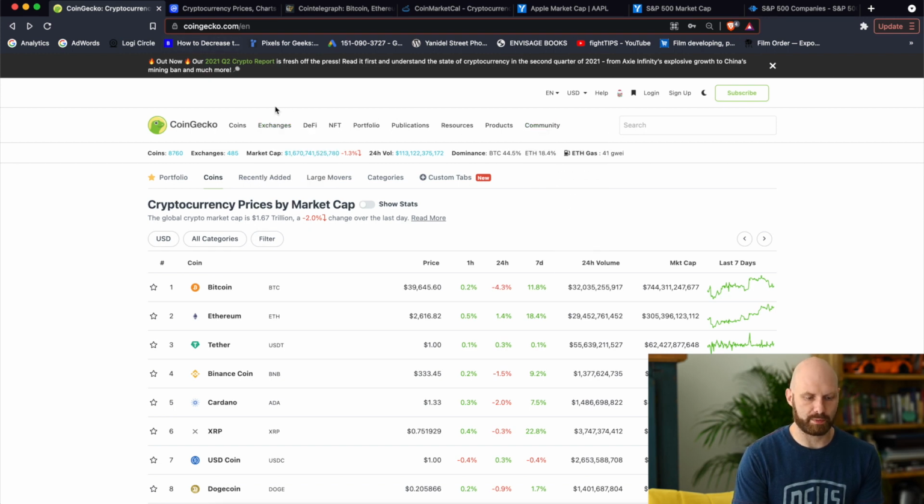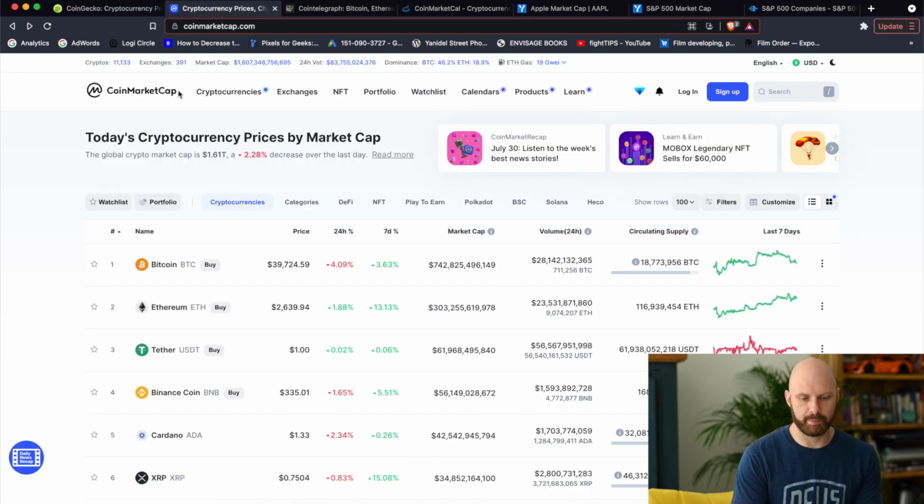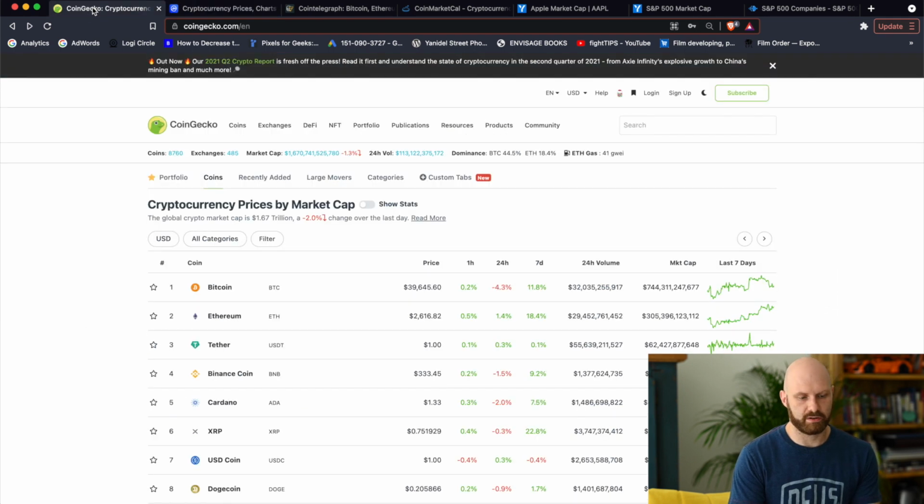It's one of few websites that provide information about cryptocurrencies. Another one you may want to use is CoinMarketCap. Personally, I prefer CoinGecko, but they are largely the same. It's just personal preference which one you'll use. Okay, so let's look at what sort of information we can find on this website.